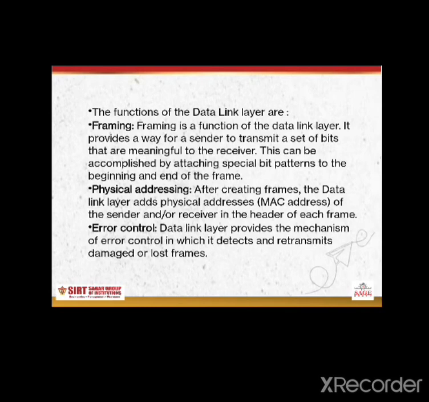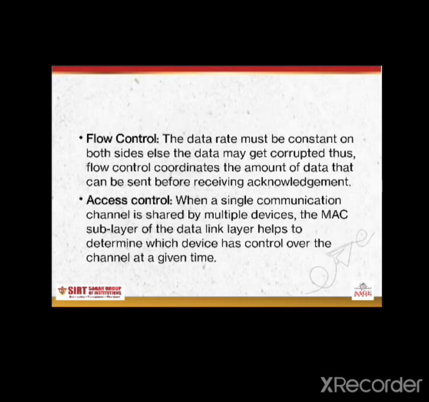If I'm talking about framing, it provides a way for a sender to transmit sets of bits that are meaningful to the receiver. This can be accomplished by attaching a special bit pattern to the beginning and end of the frame. Now physical addressing is also provided by the data link layer. This is called the MAC address of the sender and receiver. So these are the functions of the data link layer.